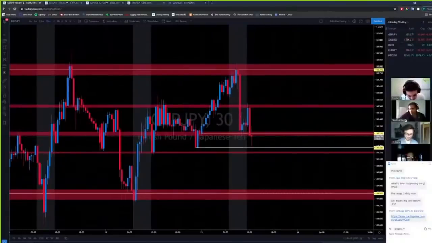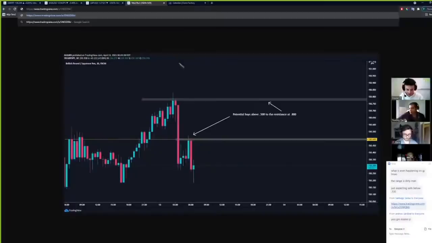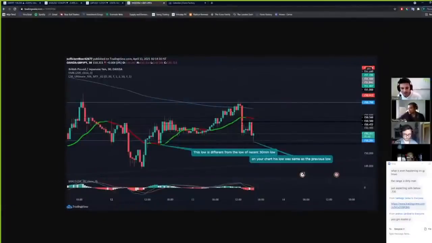Please have a look again, maybe this explained better. It's the same chart from earlier, but hopefully there's more explanation. Look at this. This low is different from the low of the recent 30-minute low. On your chart, this low was the same as the previous low.